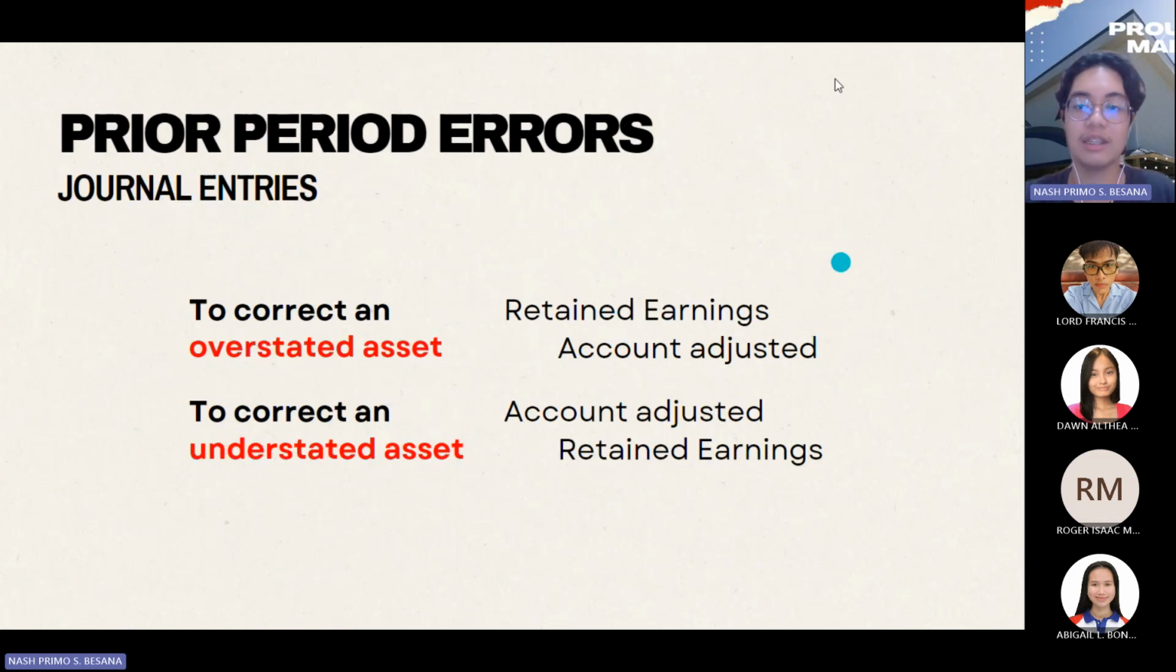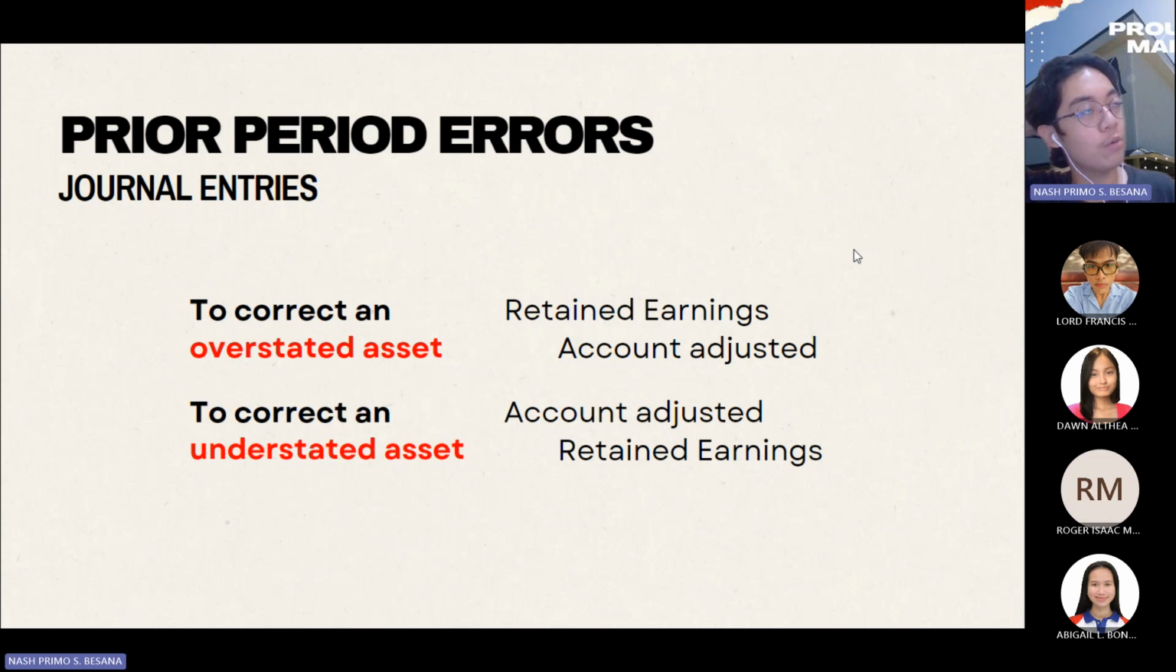So ang journal entries niya, basically ito yung mga parang correcting entries lang din sa basic accounting na overstatement, understatement, but ang gumagalaw is retained earnings, pati yung account na in-adjust. So kapag overstated yung asset, kailangan natin siyang bawasan. So yung asset would be credited. And to balance it out, yung kasama niya sa journal entry is debit retained earnings.